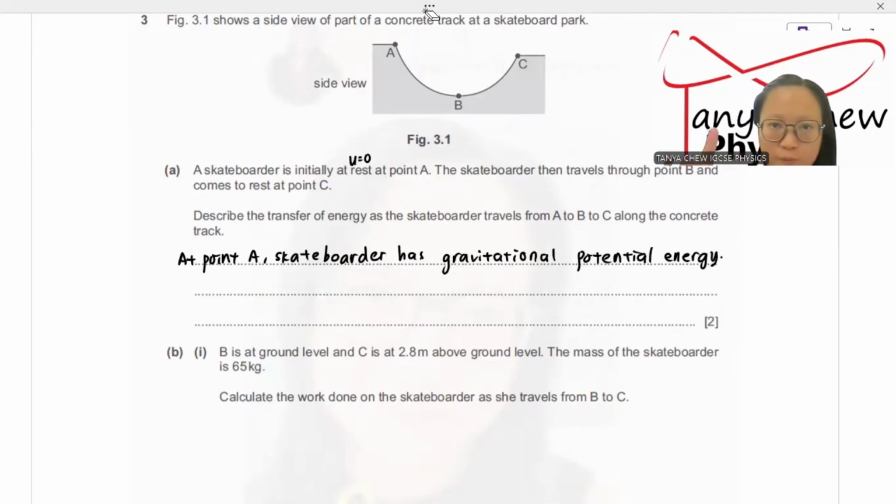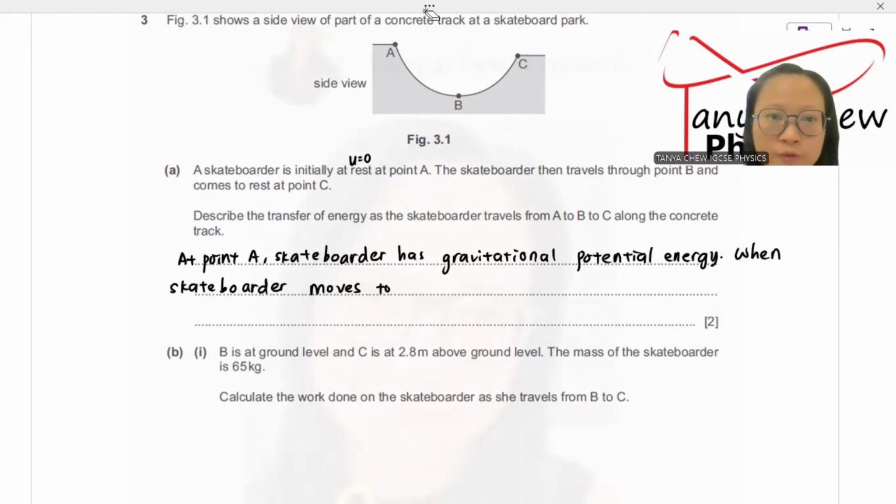And when the skateboarder moves from A to B, the energy is going to transfer. The question did not mention that there is no energy loss, so I cannot assume that the energy conversion is only between gravitational potential energy and kinetic energy.